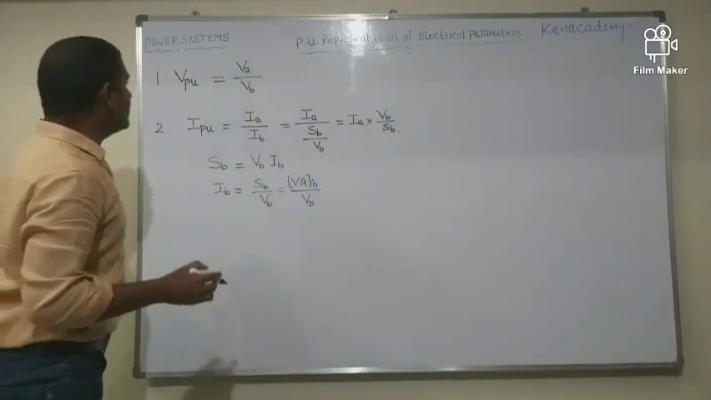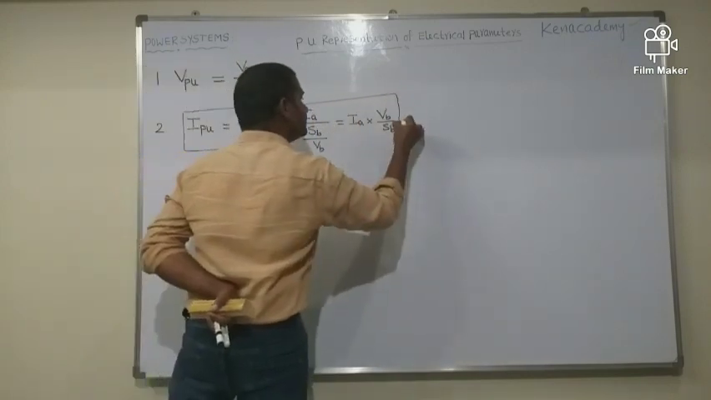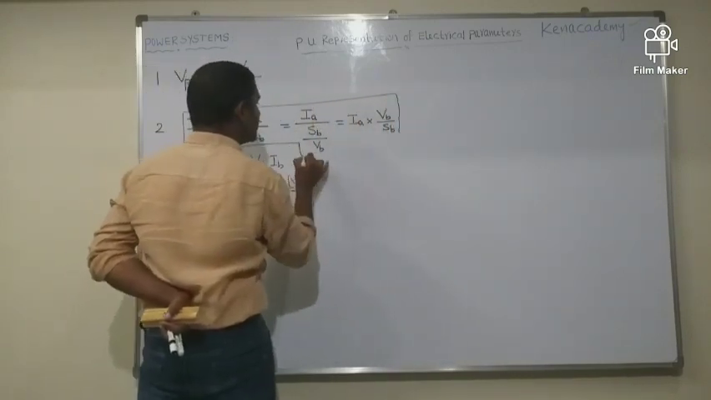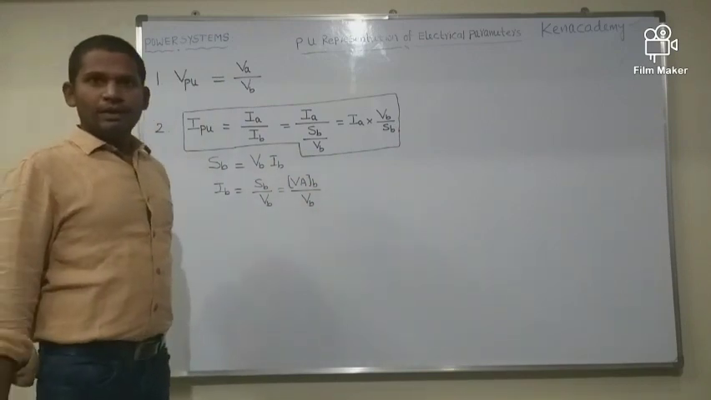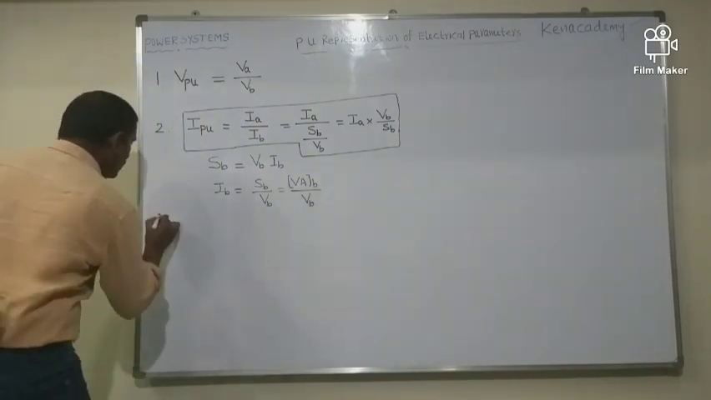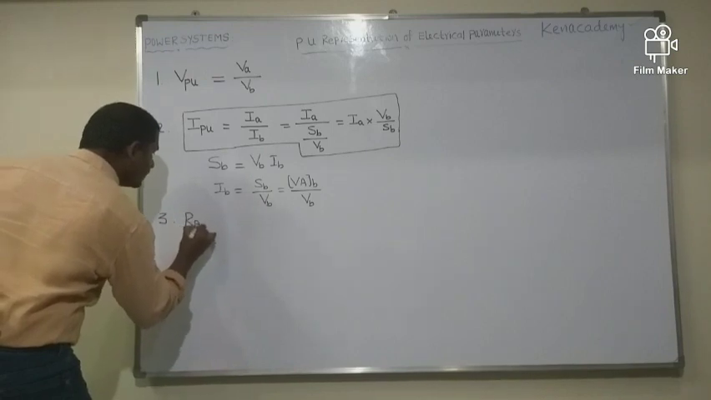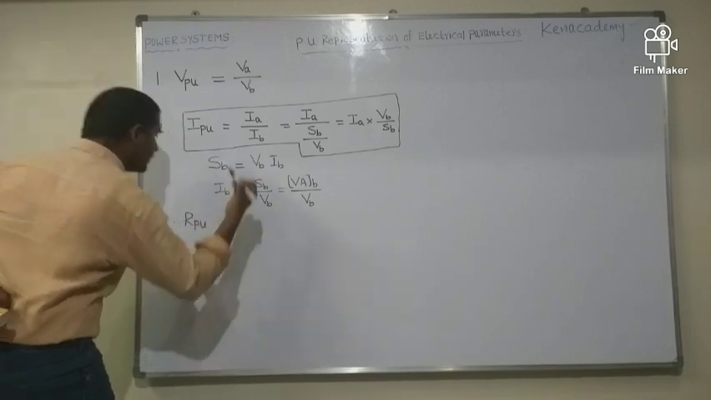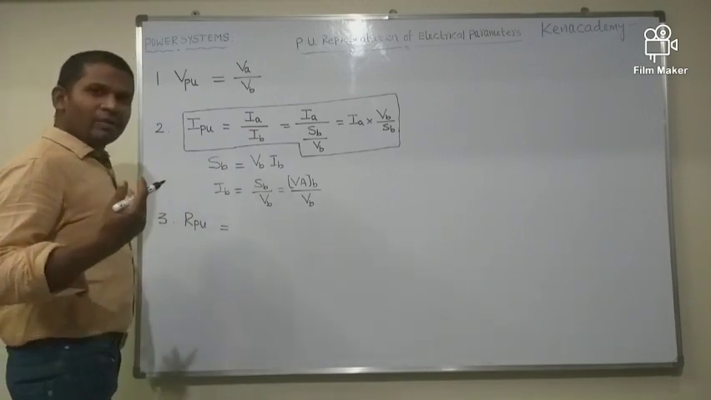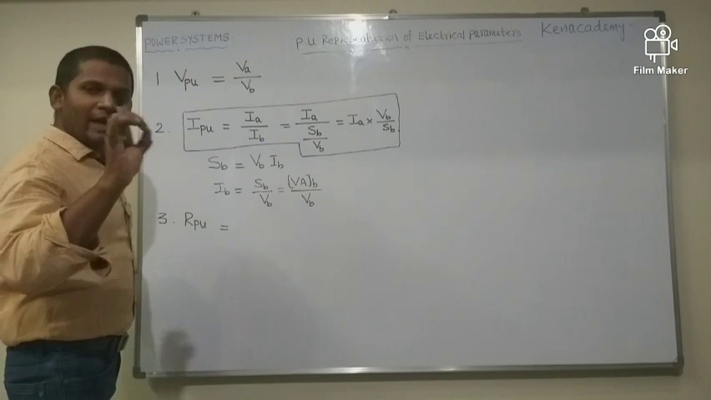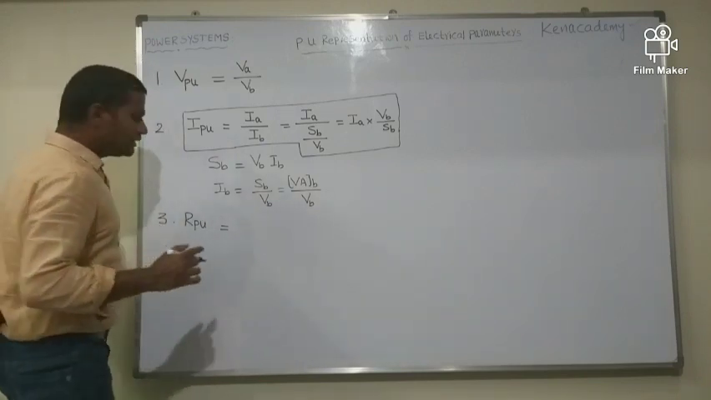Here, this is the per unit representation of which one? Current. This formula, mainly concentrate. Clear? Now tell me, how to write per unit resistance? The per unit resistance is nothing but, whatever may be the parameter, take the actual value by the base value. That is the per unit representation.